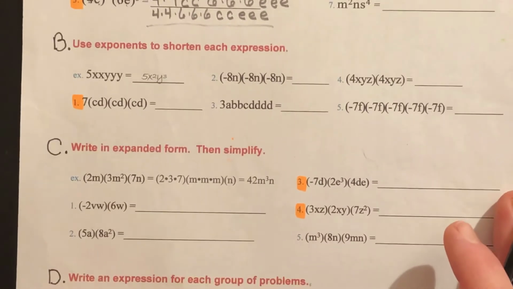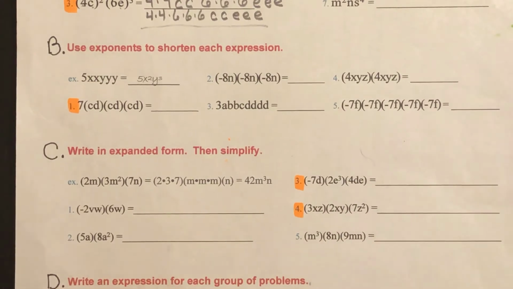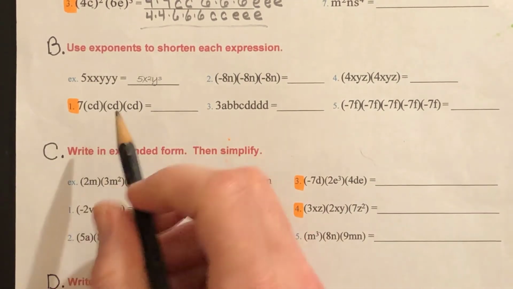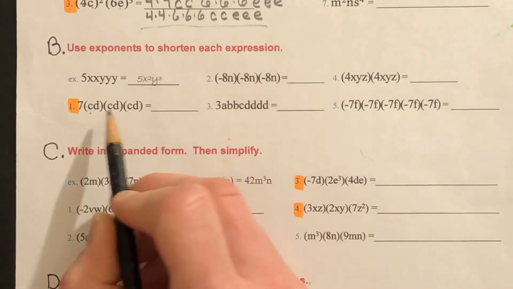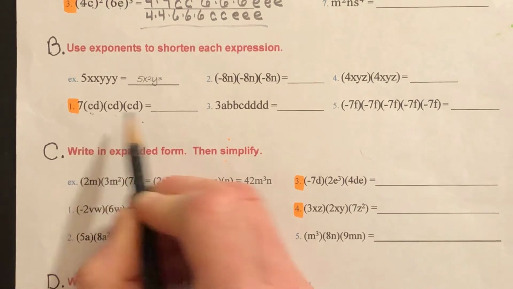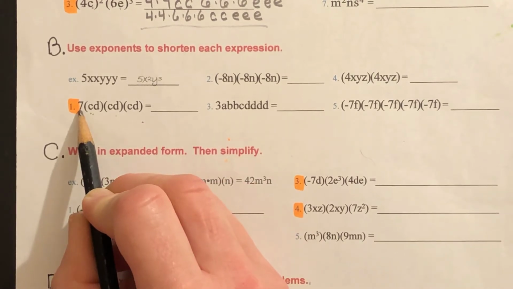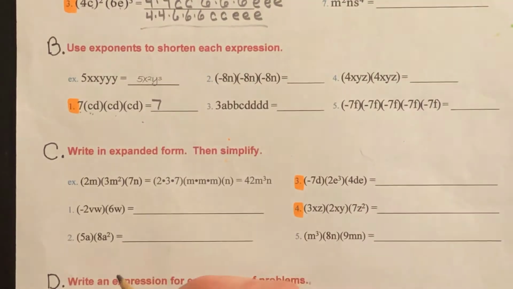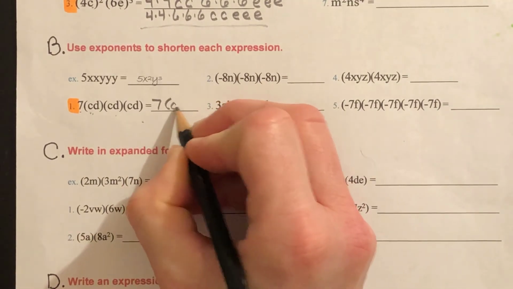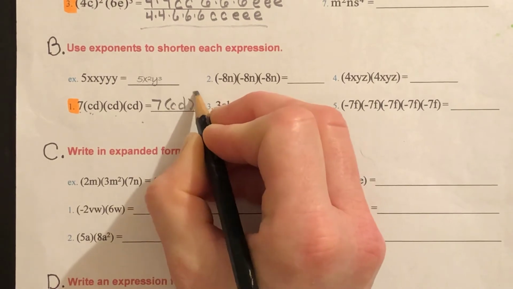Anyhow, down to B. In B, they're already in expanded form, and we are shortening them with exponents. Number 1, you have CD 3 times. So that will be cubed, because they're exactly the same. And you have 7. 7 gets nothing. It's just all by itself. So we have 7 and then we have CD cubed.